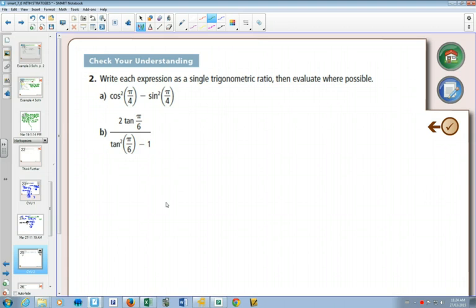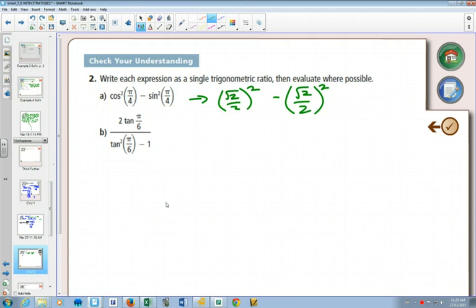So for A, we've got cos squared pi over 4 minus sine squared pi over 4. Those are values on your pi plate. Since they're on your pi plate, the first thing you're going to think of is I know that cos of pi over 4 is root 2 over 2, so cos squared will be root 2 over 2 squared. Minus sine of pi over 4 is root 2 over 2, so sine of pi over 4 squared would be root 2 over 2 squared.